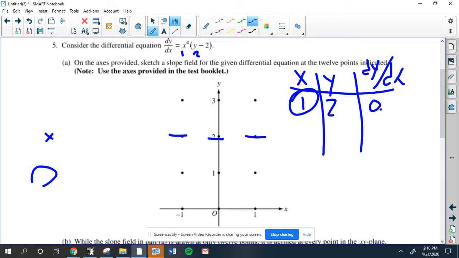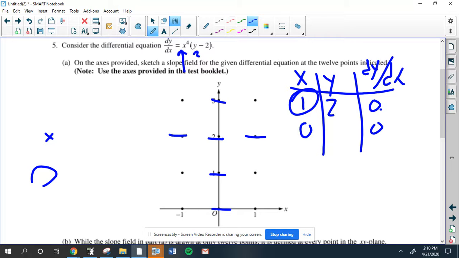You can also see, if you're going to go that way, that if you plug in 0 for x, it doesn't matter what y is. The dy/dx is going to be 0. So anytime x is 0, you can now also write horizontal tangent lines. So then you only have a few more left to do.